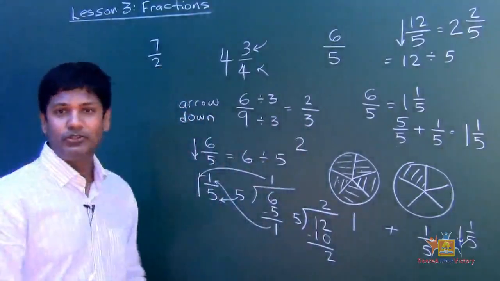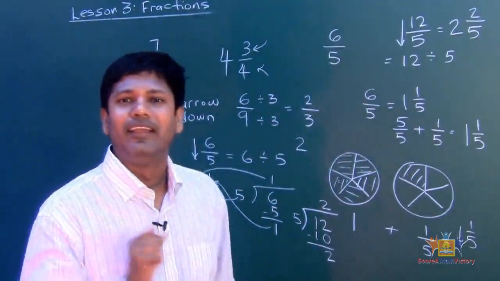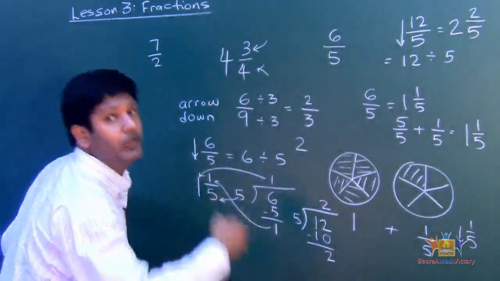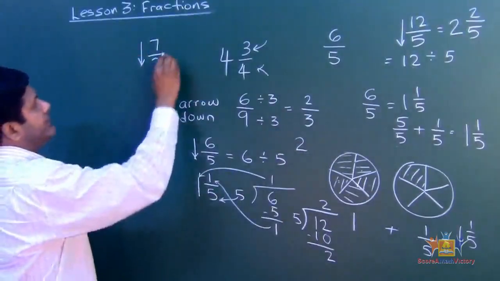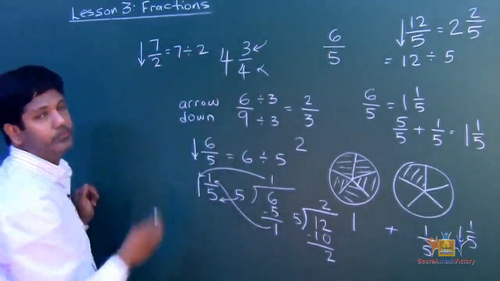The moment you say 7 over 2, you should feel it. Oh, something's not right, because why? It's an improper fraction. Alright? Okay. So that means what we're going to do? We're going to use the arrow down method. Okay? We're going to read exactly what it says. What does it say? 7 divided by 2.